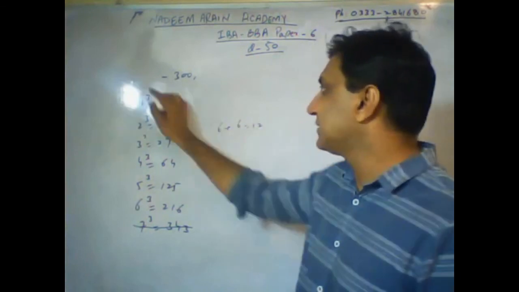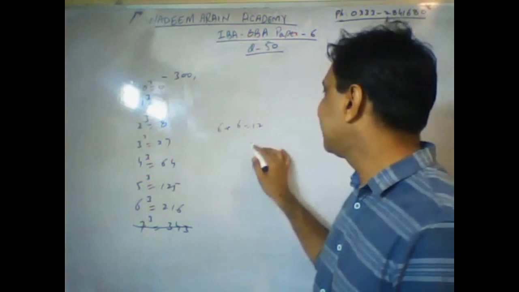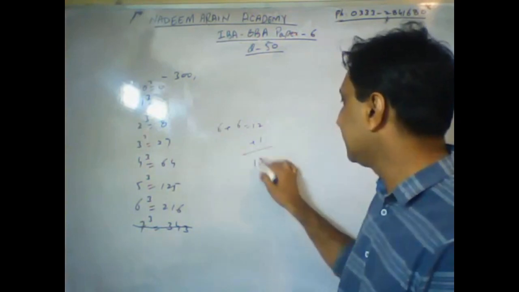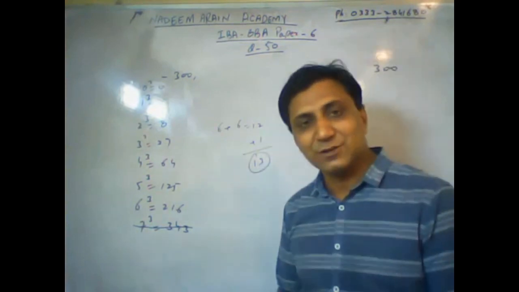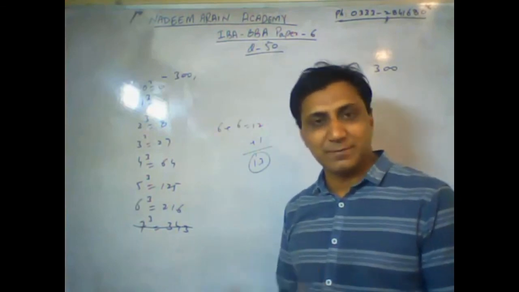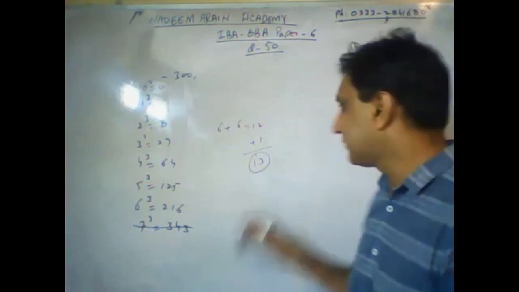This is 12. But 0 is also the cube of 0, so we add it also. So this will be 13. So there are 13 values which are cubes of some number. So option D is your answer. Thank you.